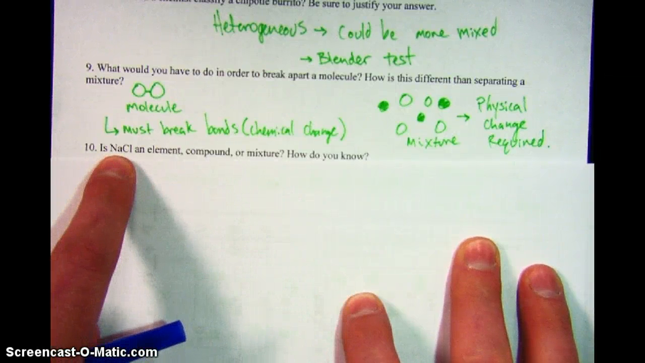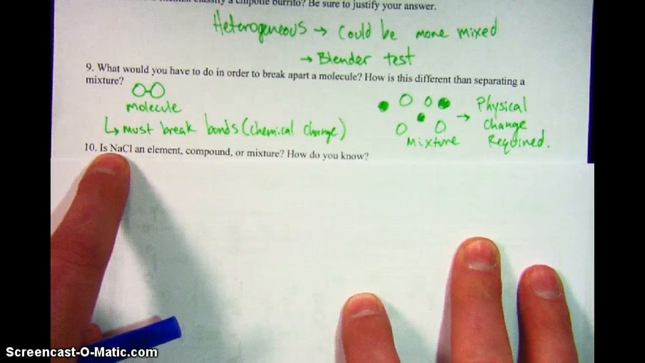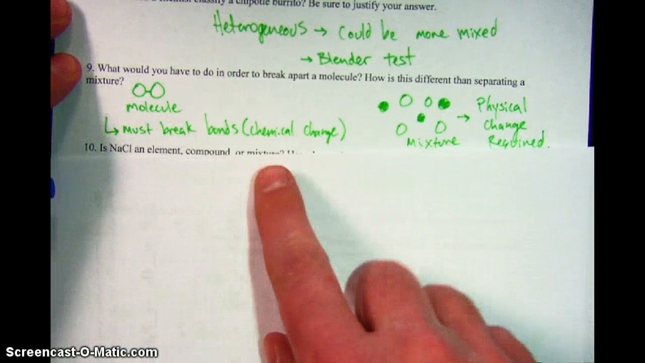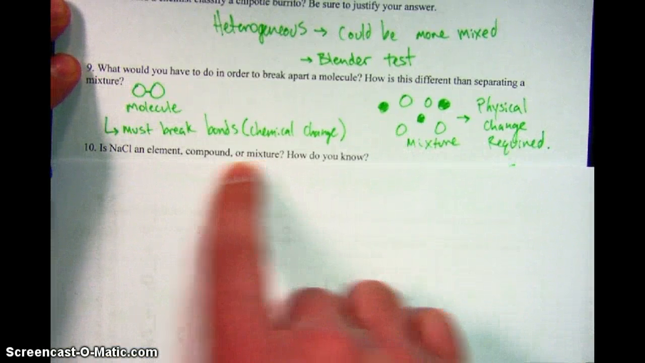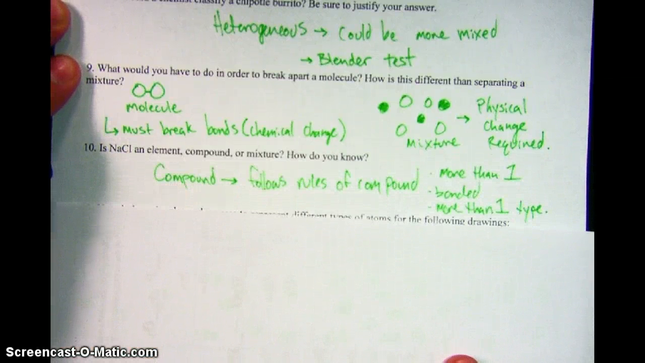So that fits the bill. More than one, it's Na and Cl. They're both different types, and because they're written together, that means that they're bonded. This is a compound. Just to finish it out, it's not a mixture because there's only the one thing. This would be a pure substance. So it's a compound. It follows the rules of a compound.